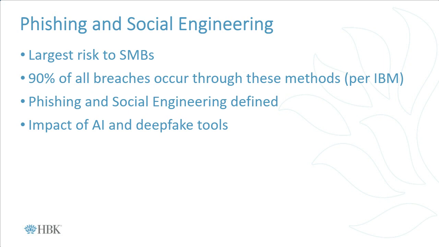IBM recently did a study and said that 90% of all breaches in small businesses happen through email or social engineering attacks, where someone is trying to convince you to give up information about your identity: username, password, social security number, any information they can use to impersonate you. Phishing is really just tricking a user into entering their credentials or giving up other business information that could be used to impersonate them. Social engineering is tricking a user or an administrator, someone in a privileged position, into giving up access to an account. That was what happened very recently in the news with MGM Casino.